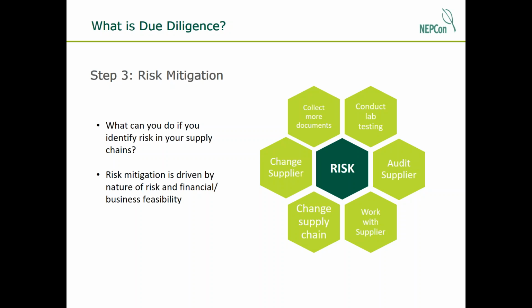In some cases, the worst case scenario may be that you simply have to change a supplier or supply chain because they're not willing to cooperate to provide you the information. But that's always a last case scenario. So you can see from these kind of risk mitigation options that the decision on which mitigation option to take will often be driven by the nature of the risk, but it's always going to also be a financial or a business choice as well. What can you do as an organization?